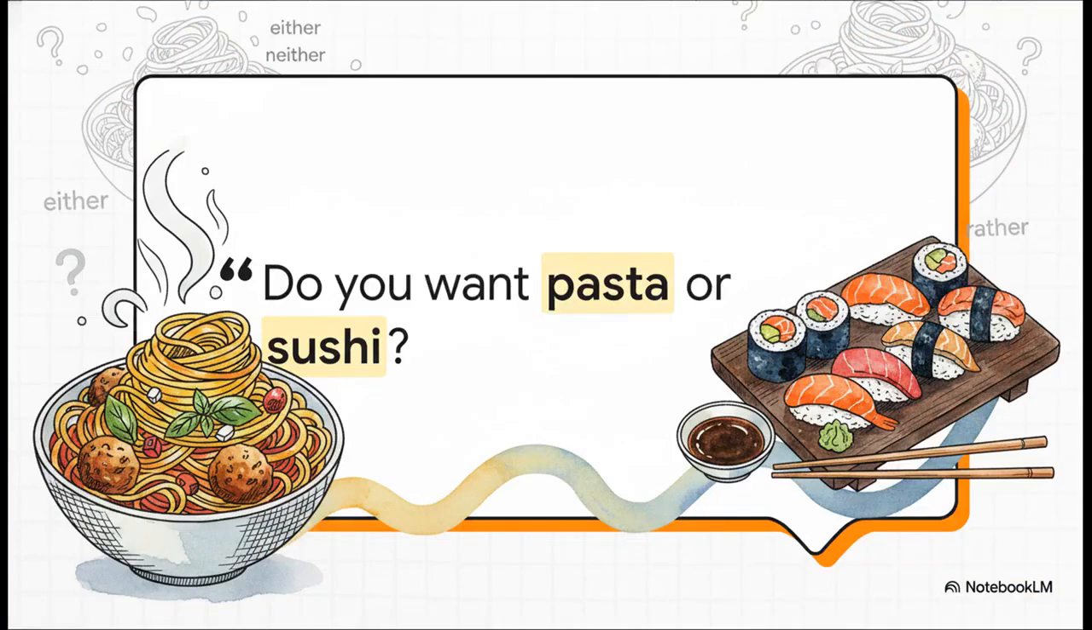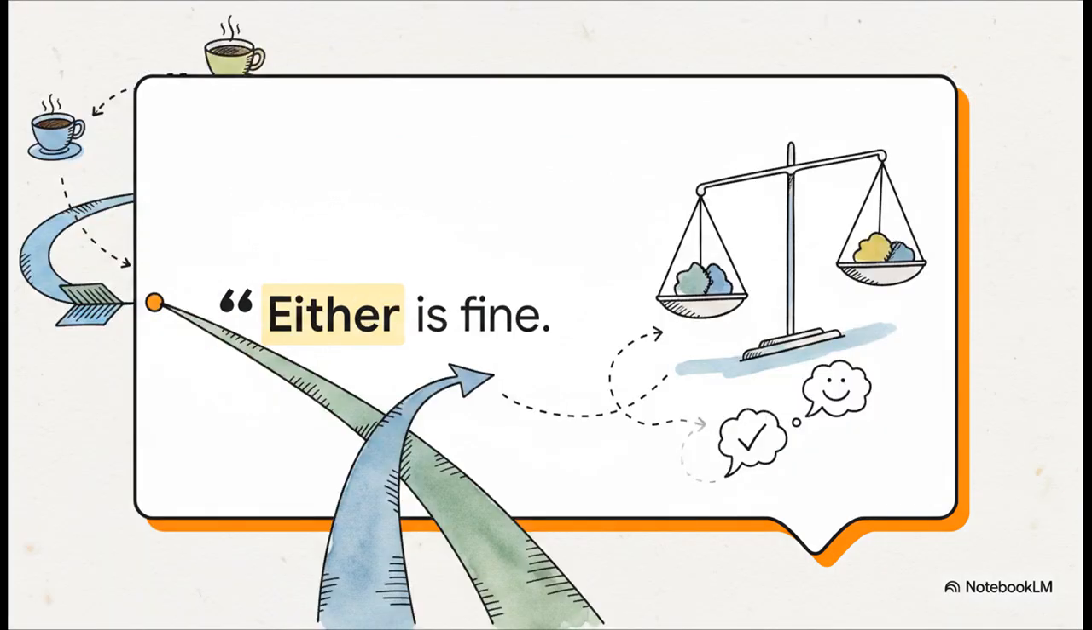Okay, so let's set the scene. Your friend asks you the classic question when you're trying to figure out dinner. Hey, do you want pasta or sushi? You've got two choices on the table. Now, if you're feeling flexible, you're happy with both, a perfect natural response is, either is fine. It's super common, super easygoing. It just means I'm okay with choice A or choice B.